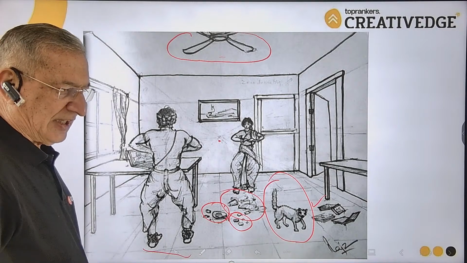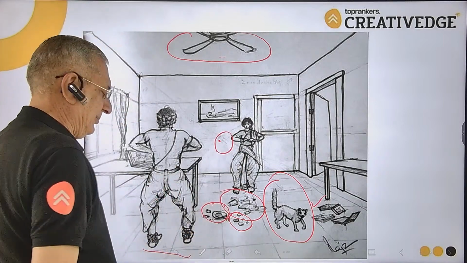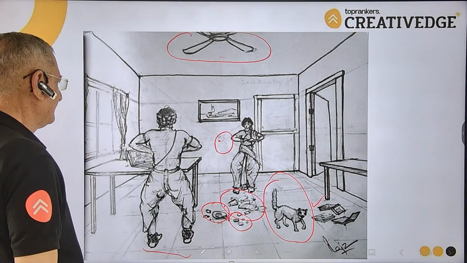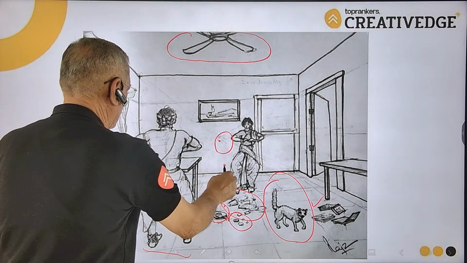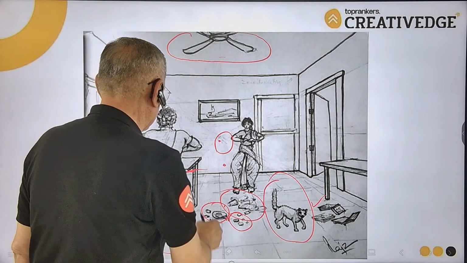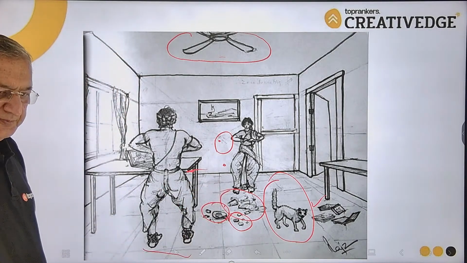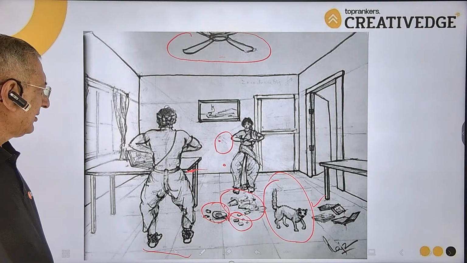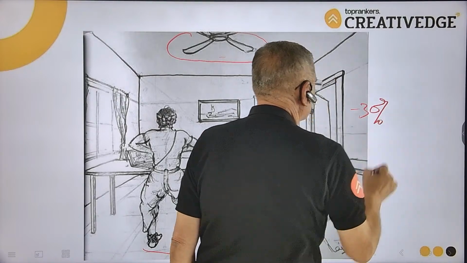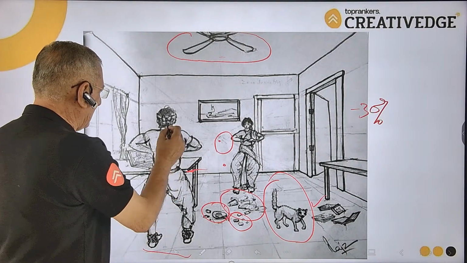One thing which I noticed afterwards is that the eye level has been taken a little higher up, as if you're sitting on a chair. Otherwise, it should have been drawn from here, and the table, instead of the top, should have been seen from below, as if you are sitting below the table. Okay? So you lose about 30% marks on the level. Rest is all fine.